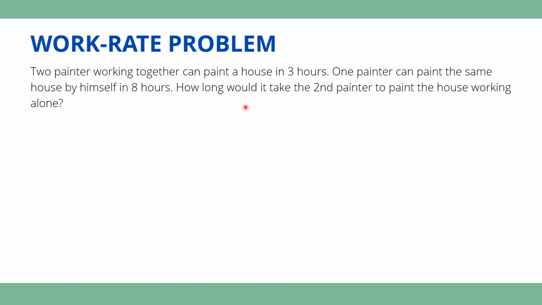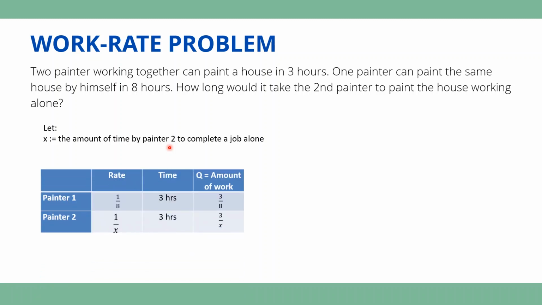So our unknown, based from our problem, is the time it takes for the second painter to paint the house alone. So let's represent it. So we will have, let x be the amount of time by painter 2, yung ating second painter, to complete a job alone. So again, amount of work is equal to rate and time. Para po malatag natin ng maayos, let's use a table or a diagram.